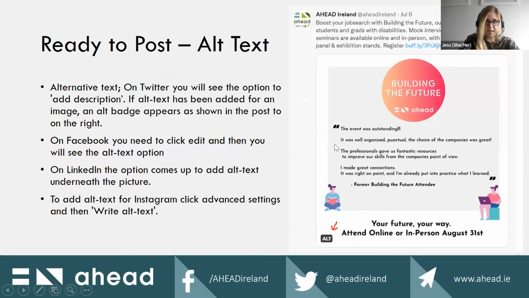The big thing that we've said quite a few times now is making sure that you add your alternative text. The social media platforms all have the ability for you to add your alternative text. On Twitter, as soon as you're adding an image, you'll see the option to add a description. If alt text has been added to an image, an alt badge appears, as you can see in my post here on the right. A little black alt badge shows on the image if you have alt text. You can click that badge and it'll show a little pop-up window that shows the alt text description for that image.